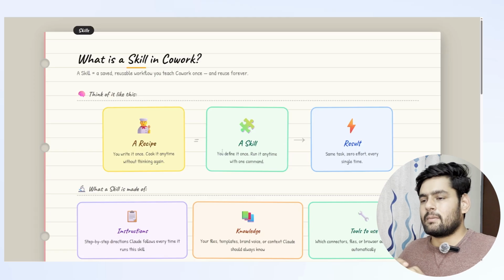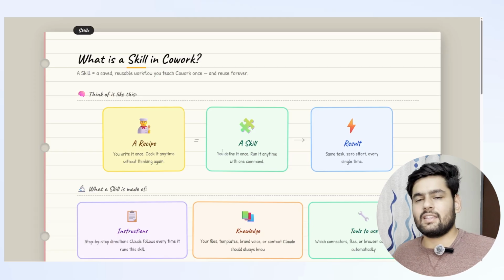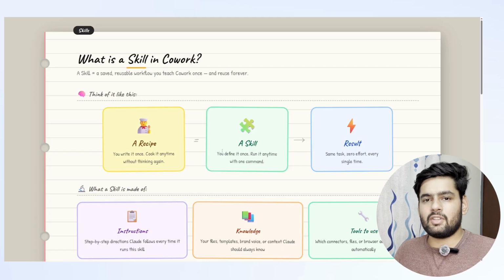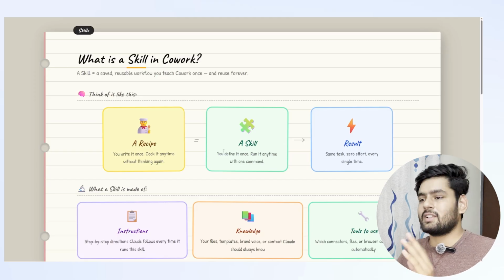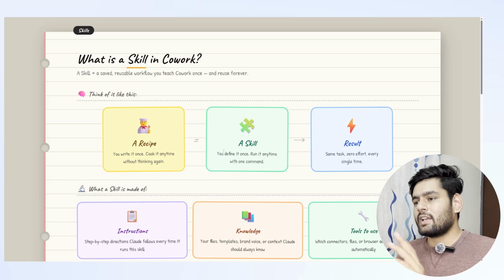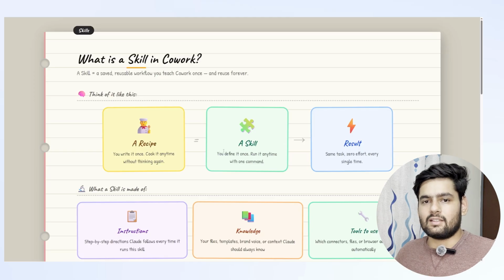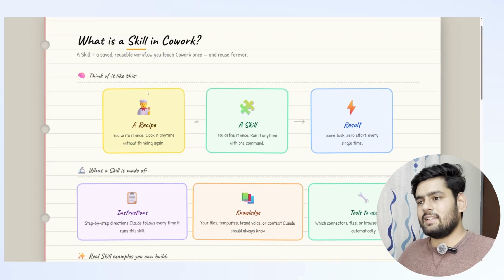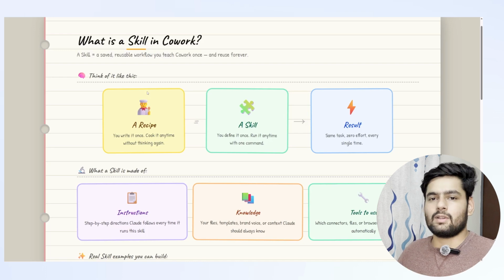Now in skills, because you already defined that whenever I say plan my week, go to my calendar, go to my Gmail, go to my Notion pages, look at all the data and plan my week in that format. So because Claude knows how to do it, Claude has a skill related to that, Claude can perform that task using that skill. So again, in simple words, skills are a way to teach Claude Cowork how to do a specific task repetitively.